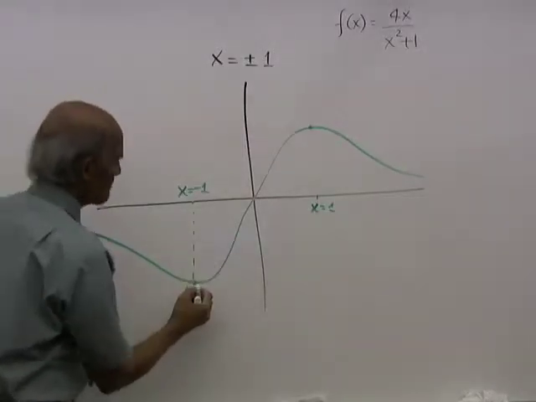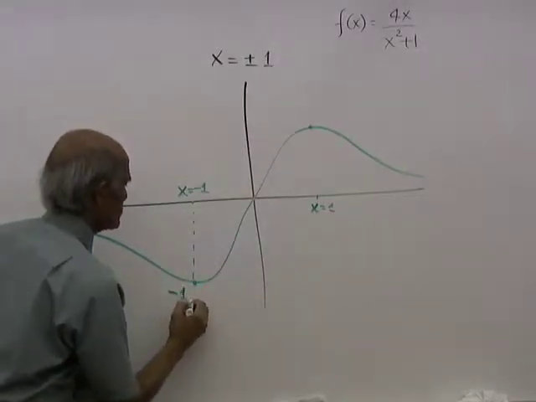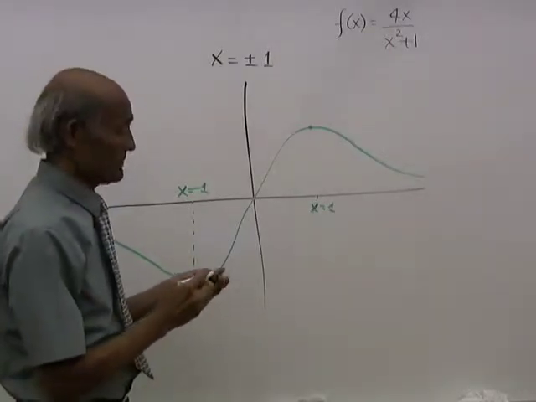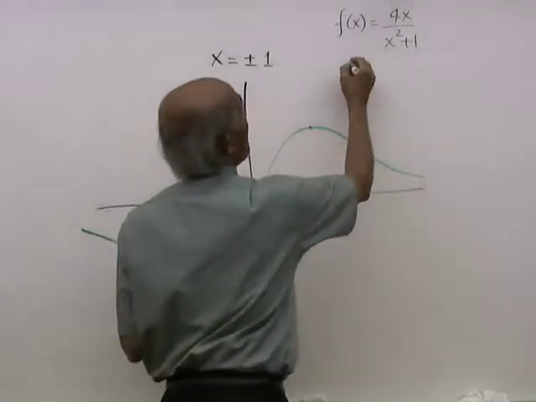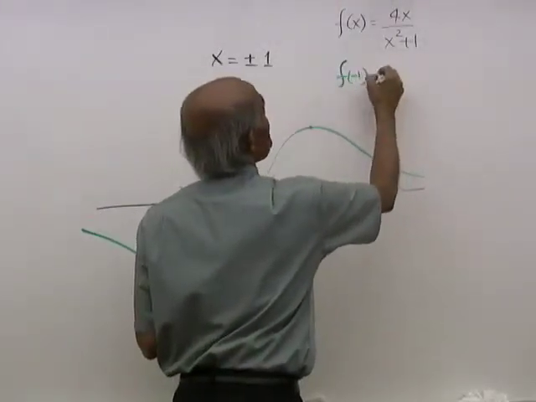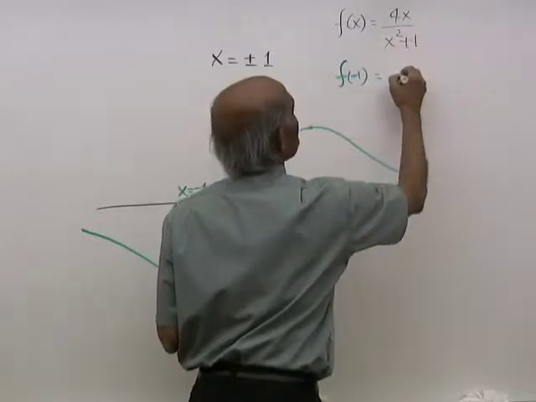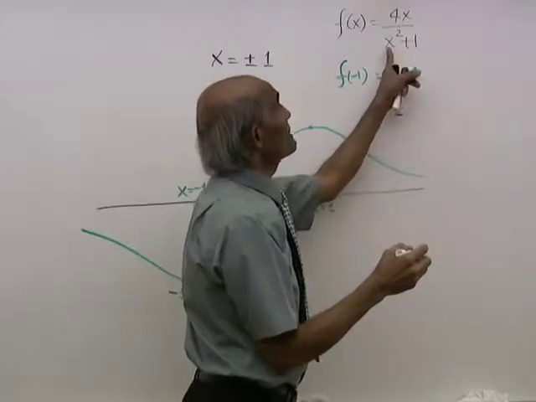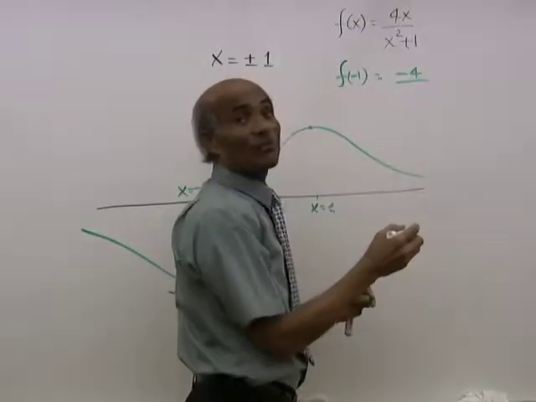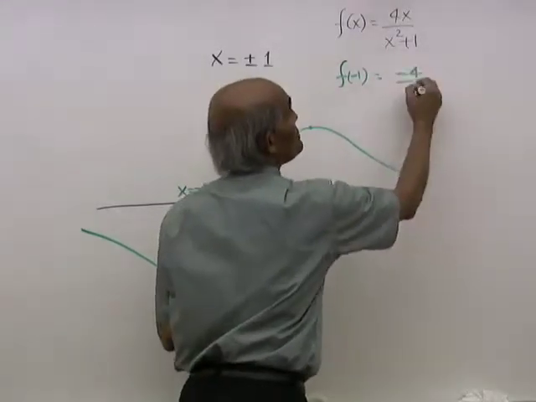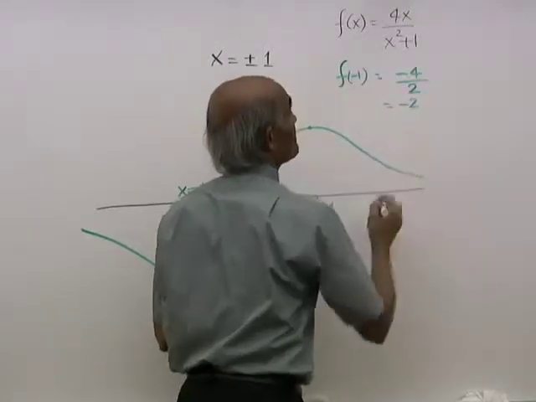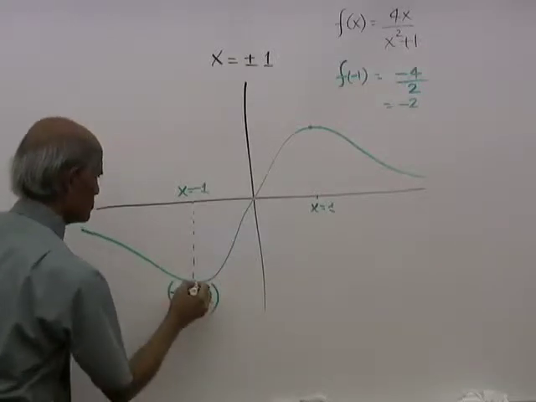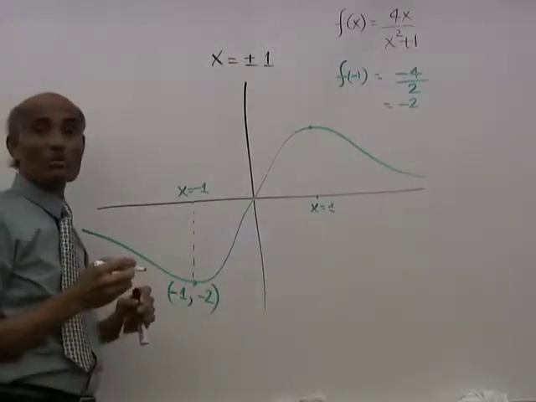Now tell me, what is the value of this? This is x equal to -1. What's the value of y when x equal to -1? When x equal to -1, f of -1 equal to -4 over -1 squared plus 1, which is 2, and that will be -2. So that will be -1, -2. That is one critical point.